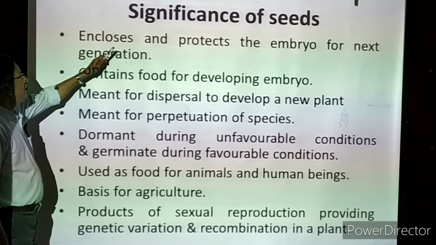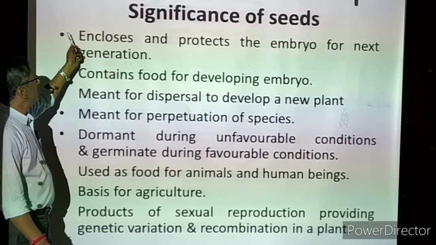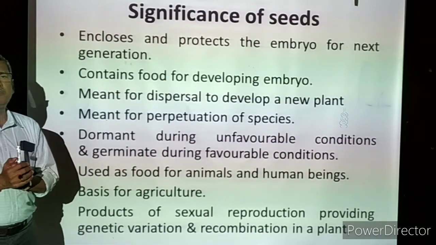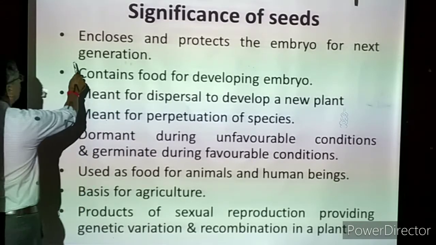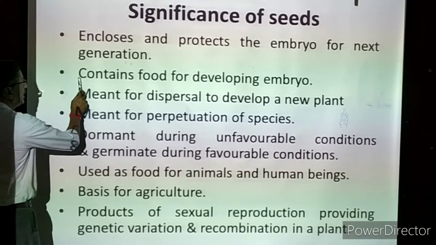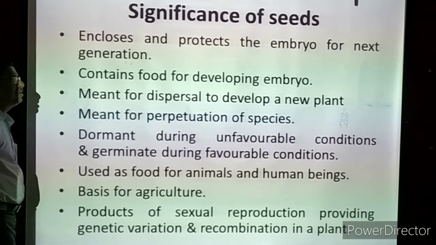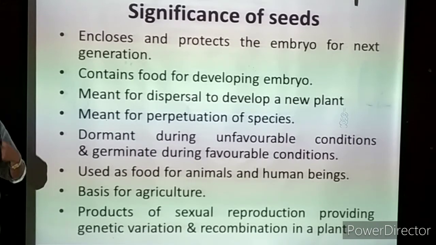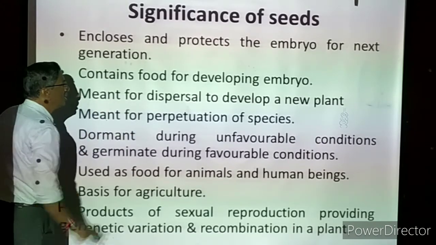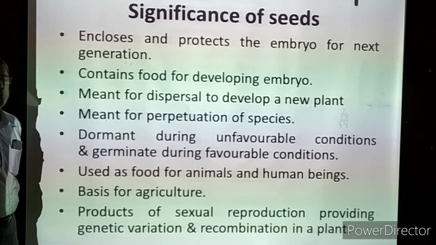Now, any one seed if you take, it encloses and protects the embryo. It is covering the embryo and giving protection to the embryo for the next generation. Only seeds can germinate into the next generation. Particularly in the seed, the embryo can develop. Each seed contains food for the developing embryo. The seed is containing a sufficient amount of food material for the embryo. Each seed is meant for dispersal to develop a new plant.